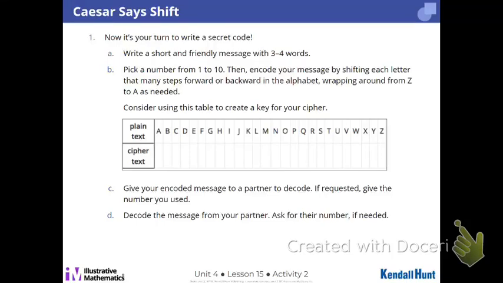So for that warm-up, you decoded "today is a good day." What you're going to do now, Troy, is choose a friendly little message, three or four words maybe. Then you're going to pick a number from 1 to 10, and you're going to use that to encode your message. What does this have to do with it? You'll see. You are then going to give it to a partner to decode.